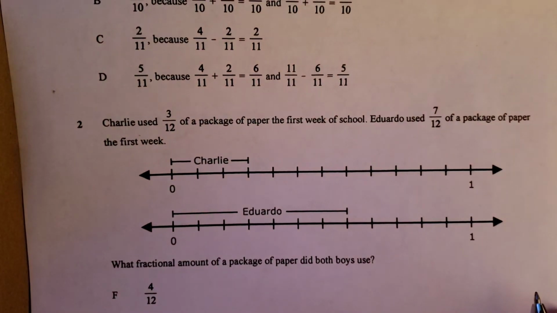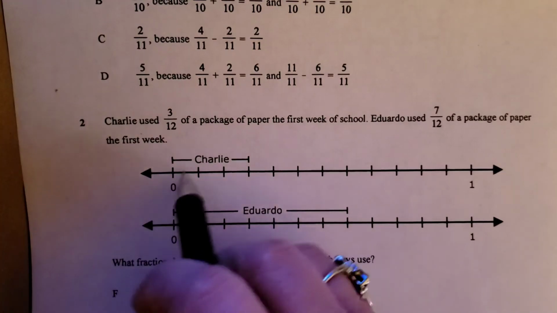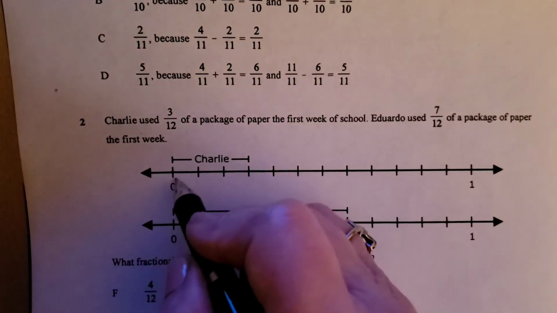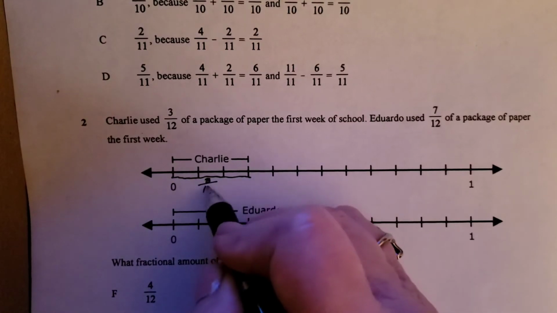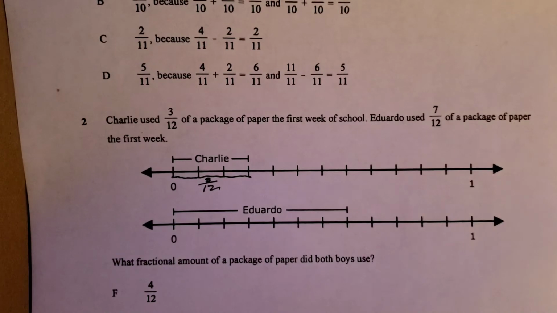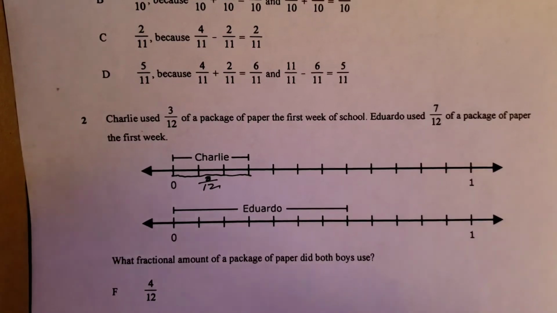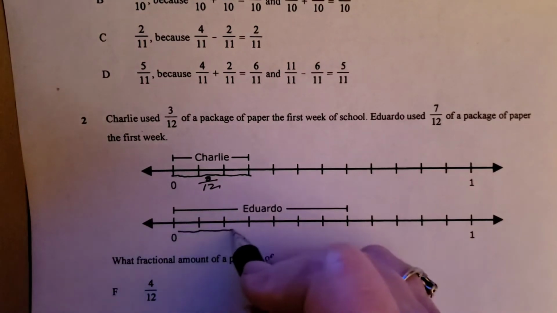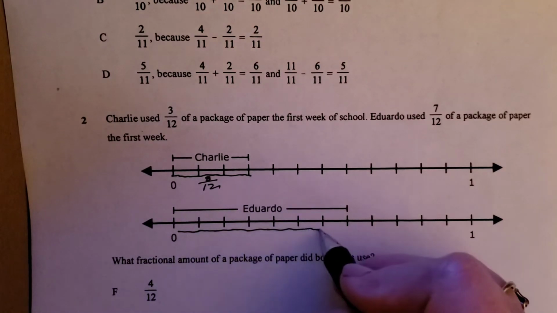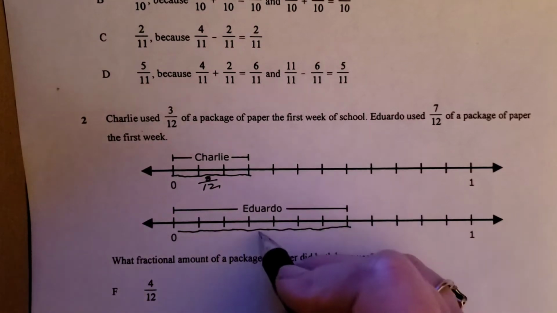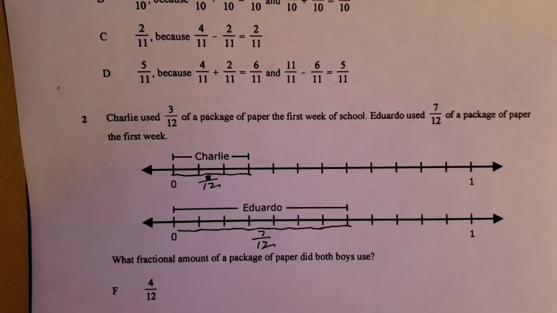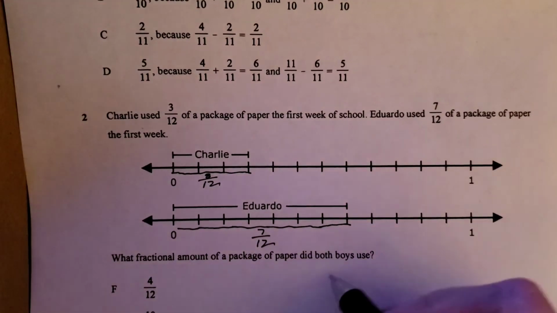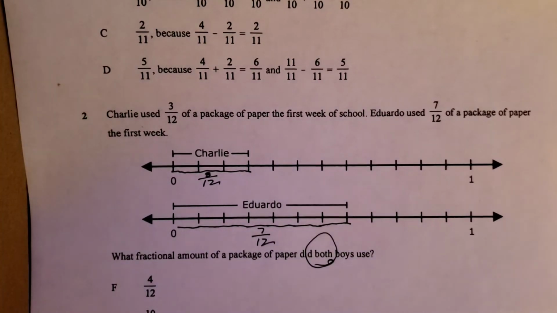Charlie used 3/12 of a package of paper the first week of school. So here's Charlie. Here's 1, 2, 3/12. Okay. Eduardo used 7/12. So 1, 2, 3, 4, 5, 6, 7/12. What fractional amount of package of papers did both boys use?